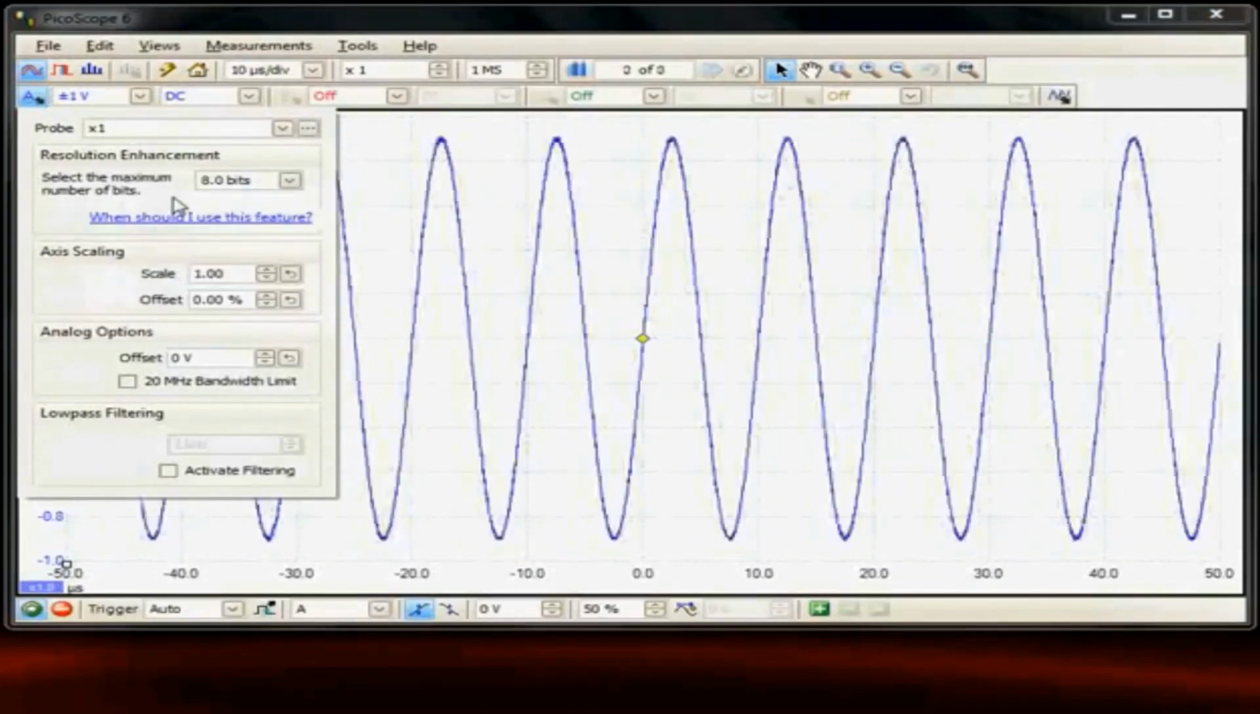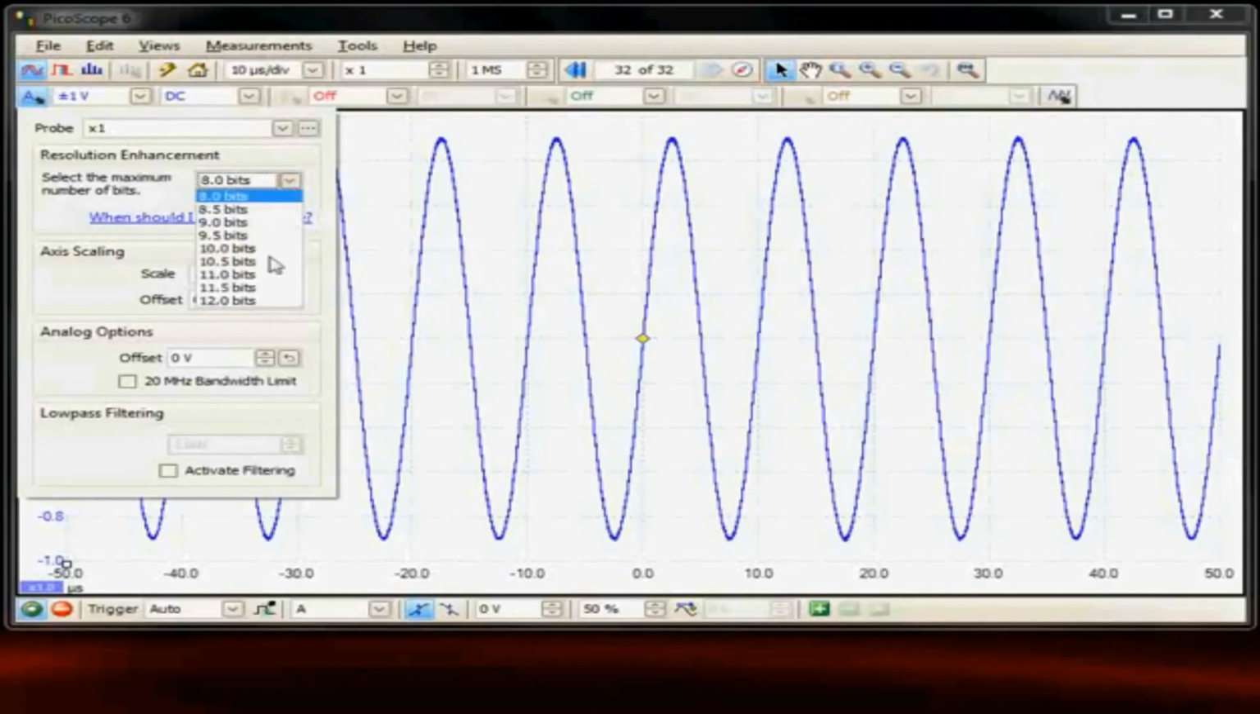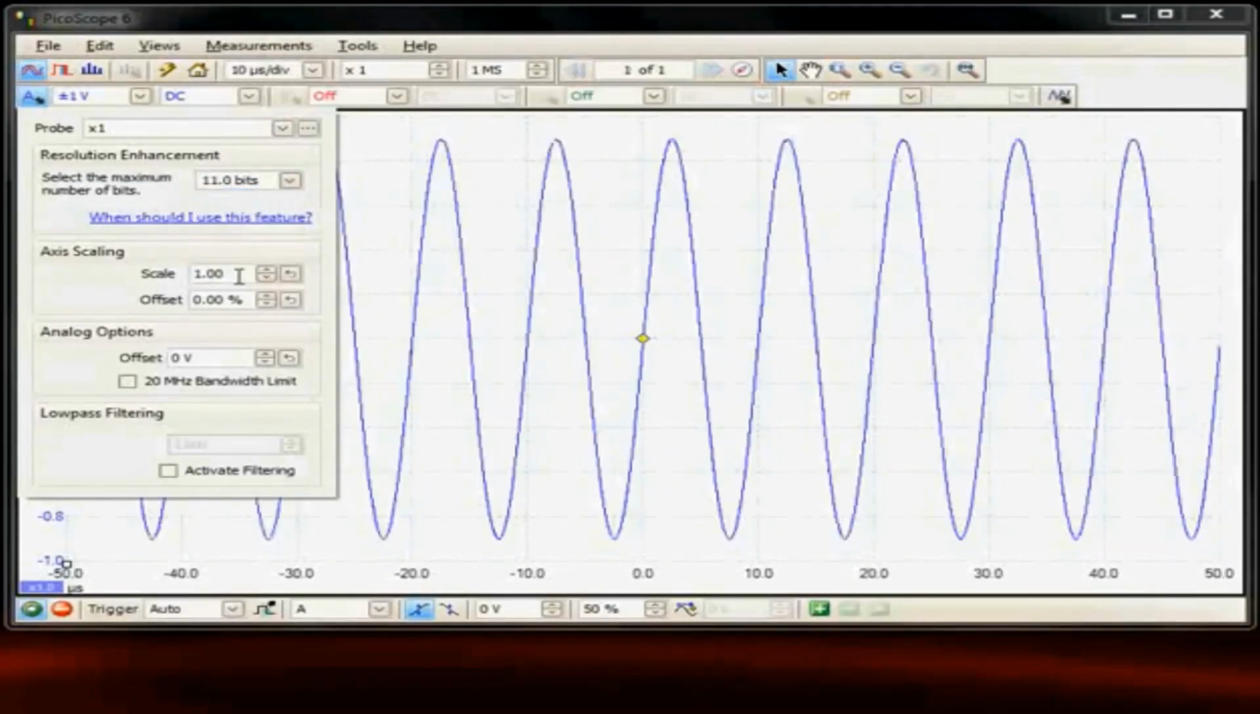The second item down is resolution enhancement. So the digitizer is an 8-bit digitizer, which would give up to 256 vertical levels, but we can, by oversampling, increase the number of bits. So for example, we could select 11 bits, and we can see now we've got improved vertical resolution, so we can make more accurate measurements.